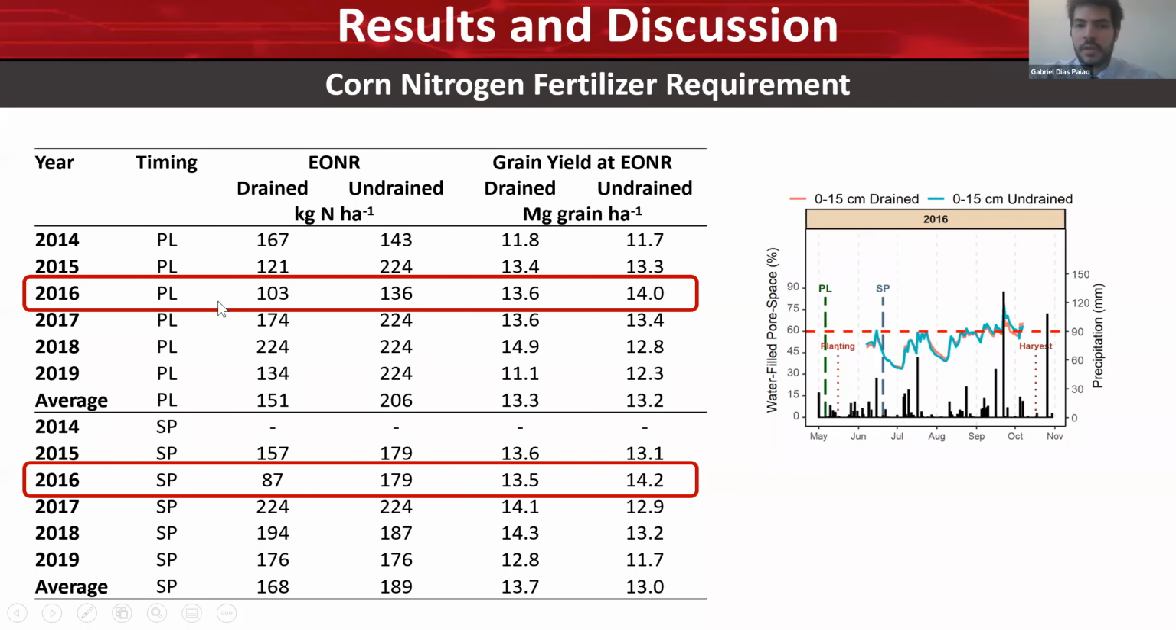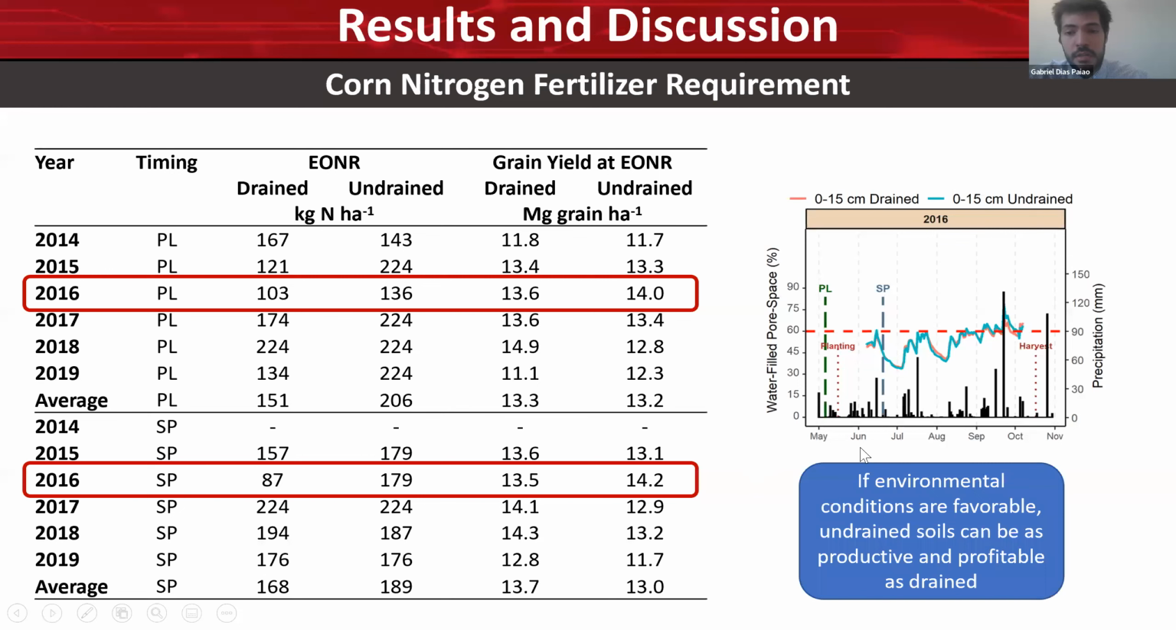And another thing that I would like to show here is that undrained soils in 2016 ended up producing more, so they had a greater grain yield at EONR than drained soils. And so this indicates that when environmental conditions are favorable, undrained soils can be as productive and as profitable as drained soils.